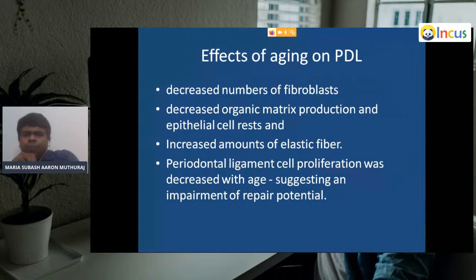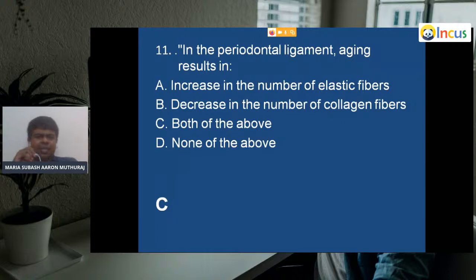These are some of the effects of aging on PDL. First is the decreased number of fibroblasts. The fibroblasts will be reduced in number. There will be decreased organic matrix production and decreased epithelial cell rests. There will be an increased amount of elastic fibers. The periodontal ligament cell proliferation decreases with age, suggesting an impairment of repair potential. Therefore, in the periodontal ligament, aging results in increase in the number of elastic fibers as well as decrease in the number of collagen fibers.